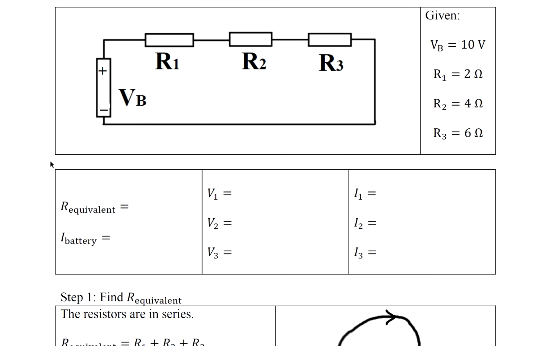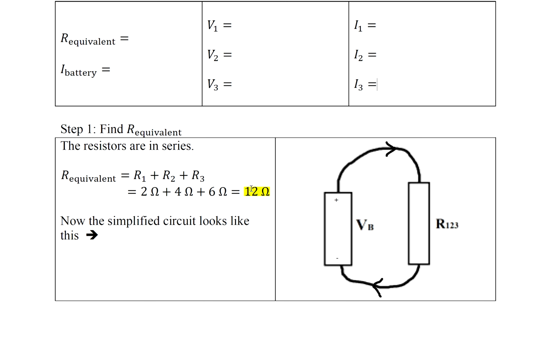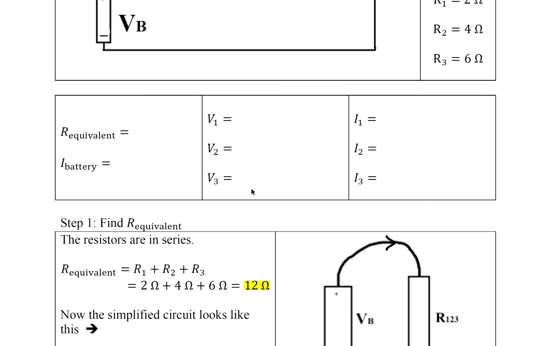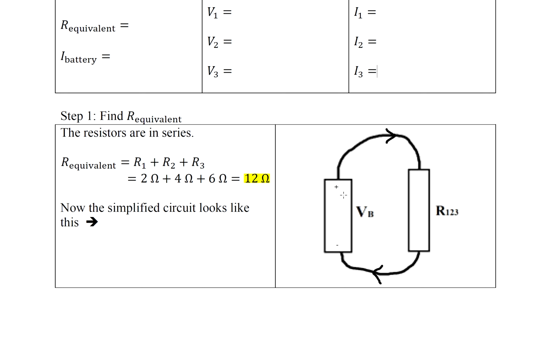We could simplify these 3 resistors in series by just adding up the resistances. So it's 12 ohms. So now we have this 1 battery and 3 resistors. We have the circuit look like this now. 1 battery, 1 resistor.